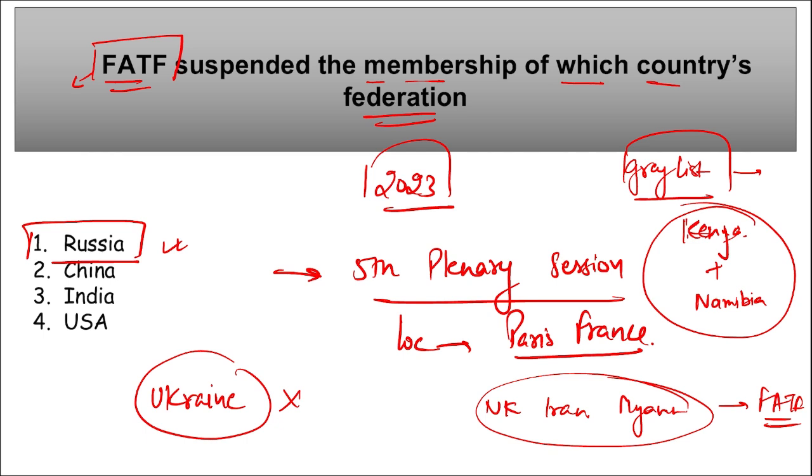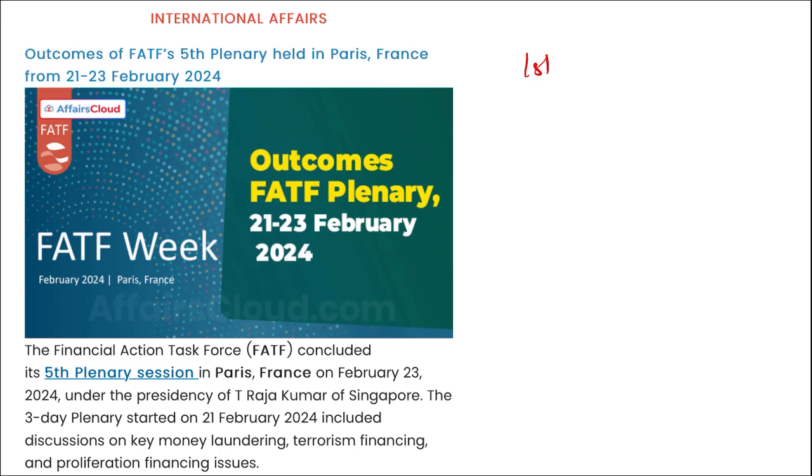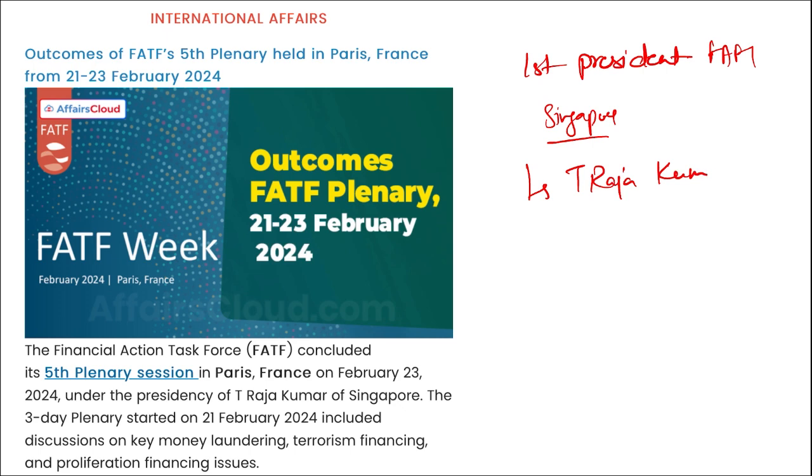Then recently, who became the first president of FATF from Singapore? Who is he? T. Raja Kumar. He is the first president of FATF from Singapore. Where is the headquarter of FATF? It is in Paris, France.